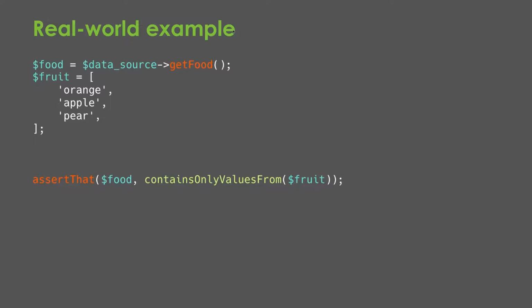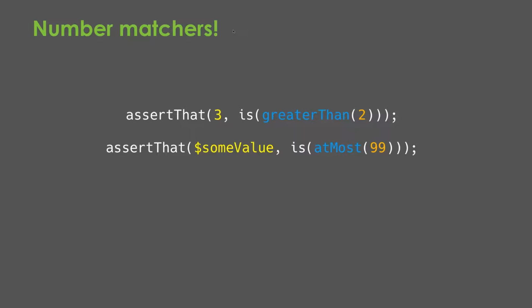Now this particular matcher, contains only values from, is actually a custom matcher that I wrote specifically so that I could address this problem using Hamcrest, and I'll come on to how you can create a custom matcher a little later on after I've showed you some of the built-in matchers that come with Hamcrest PHP. So there are matchers that work with a variety of types, both primitives and objects. Number matchers, for a start, do exactly what you think they do.